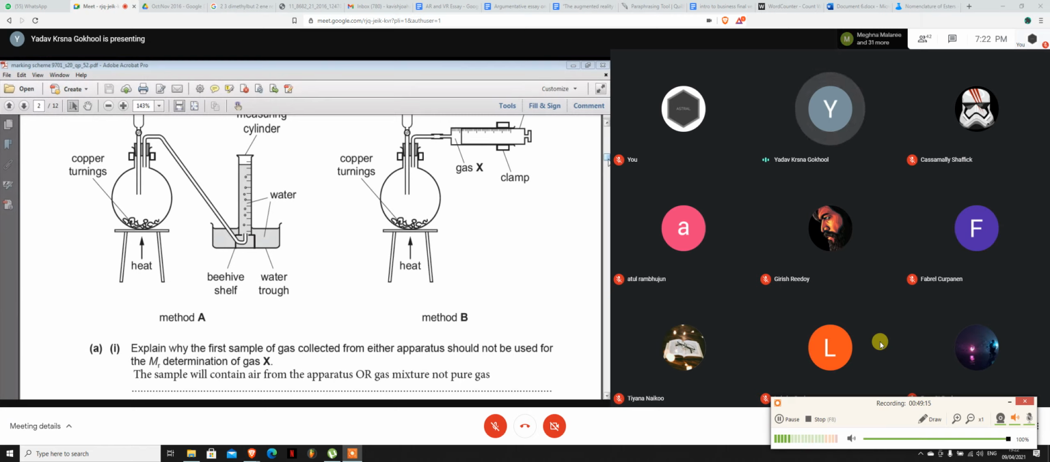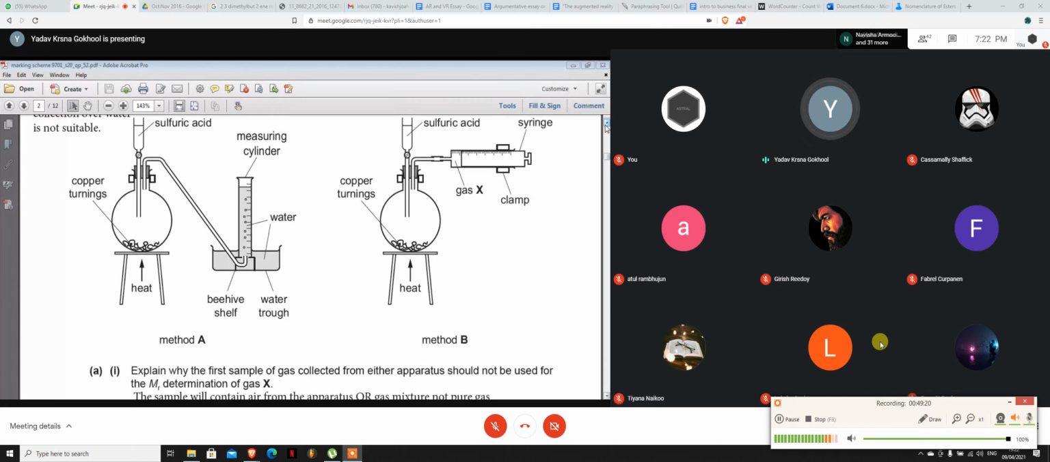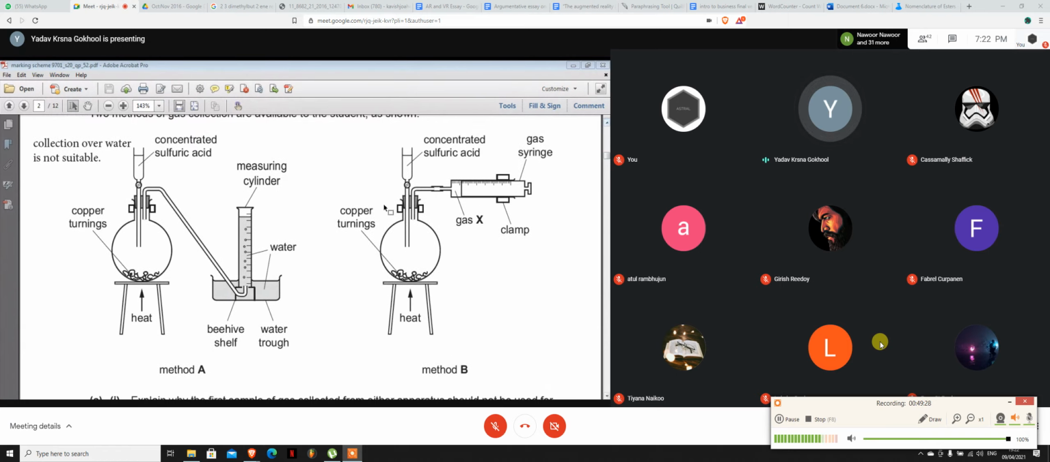Okay, now you're being told why the first volumes which are coming out cannot be used for the MR determination of gas X. So we have just to remember one thing. This delivery tube, this flask, the flask, the delivery tube, they are all full of air, and air will be a contaminant in this experiment. Okay? Air will be a contaminant in this experiment.